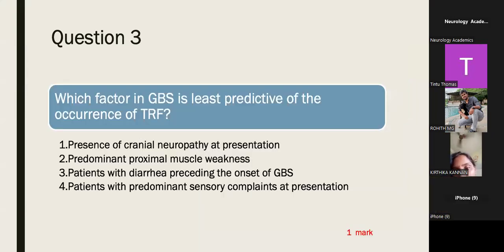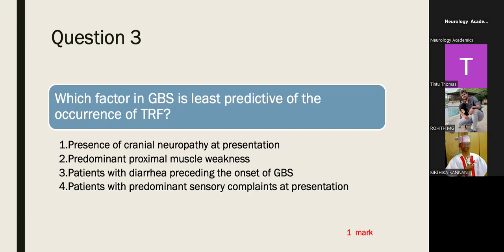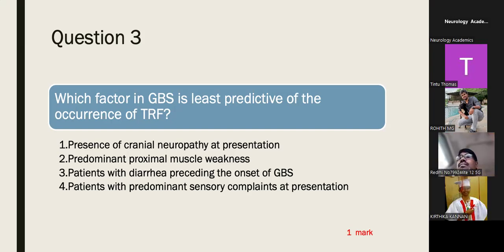Next question. Which factor in GBS is least predictive of the occurrence of TRF, treatment-related fluctuation? Presence of a cranial neuropathy at presentation, predominant proximal muscle weakness, patients with diarrhea preceding the onset of GBS, patients with predominant sensory complaints at the presentation. Choose one of the options.